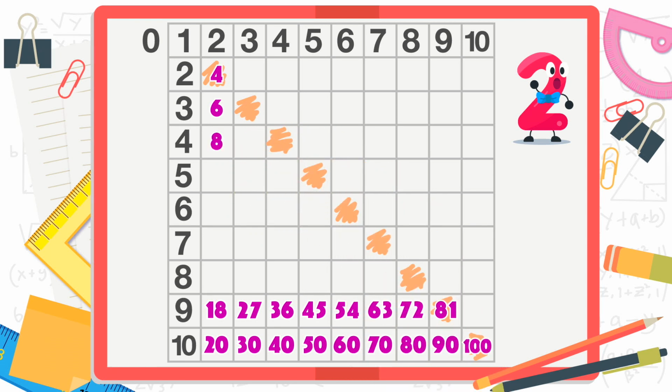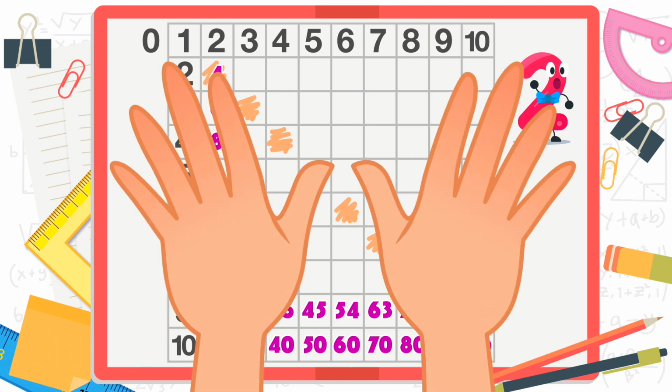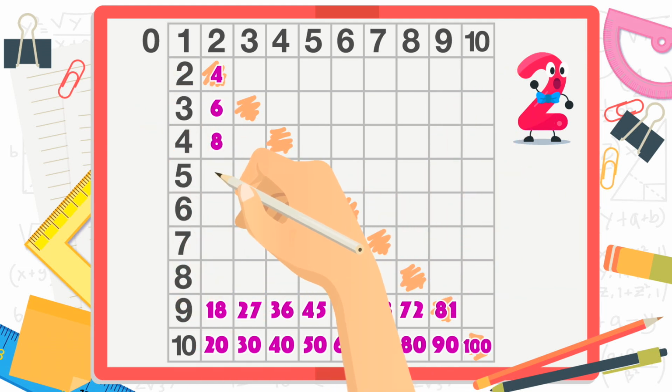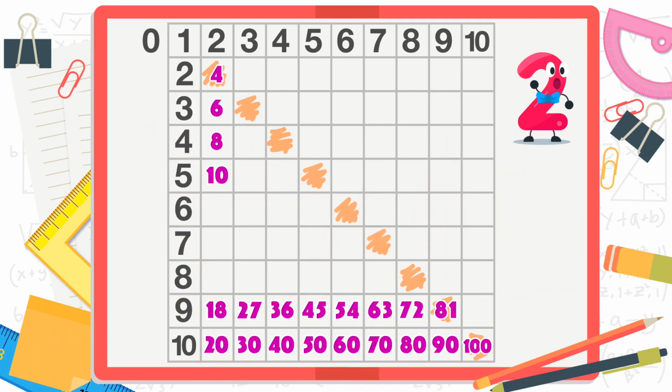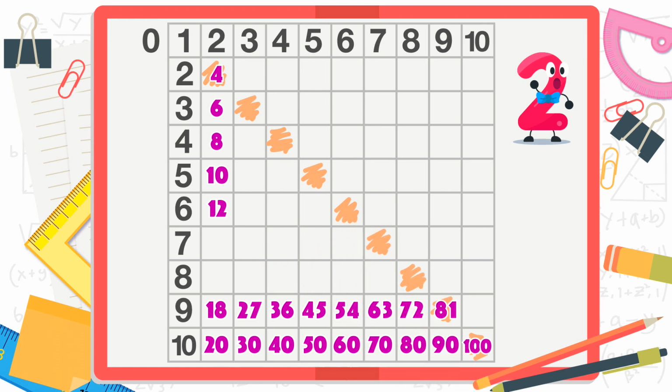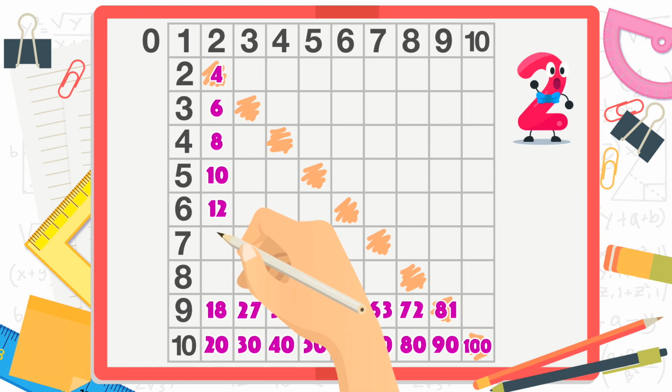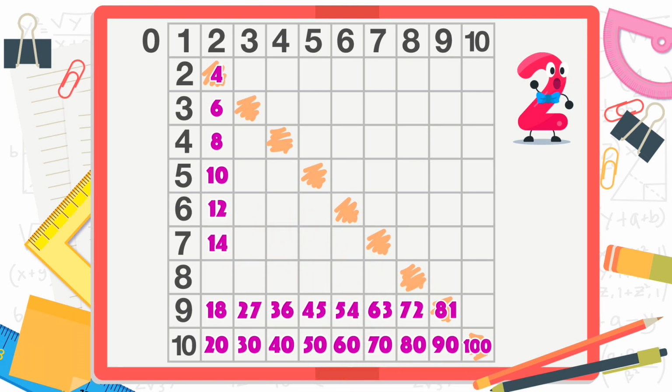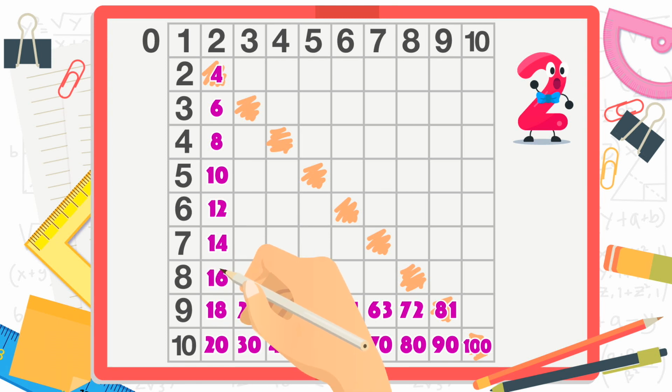The next are easy. 5 times 2. We have 2 hands with 5 fingers. Total 10 fingers. 2 times 6 is 12. Just need to learn this, but that isn't hard at all. 2 times 6, 12. You will practice several times and learn it really quick. 2 times 7 equals 14 and 2 times 8 equals 16.